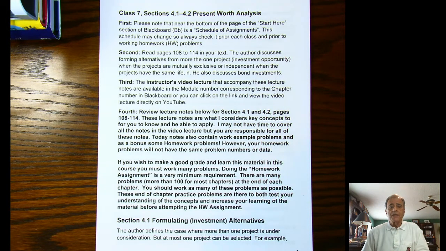This class is gonna cover sections 4.1 and 4.2. The author titles this chapter Present Worth Analysis. We already know how to find the present worth of different kinds of cash flows, but this is going to apply that knowledge to certain kinds of situations and different kinds of ways to form project alternatives from projects that have different kinds of dependencies or are independent of one another. So that's what we're going to do.